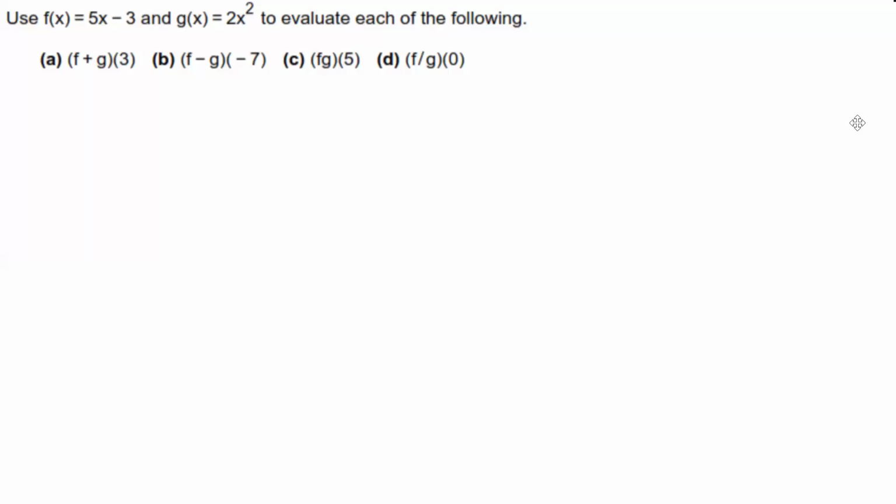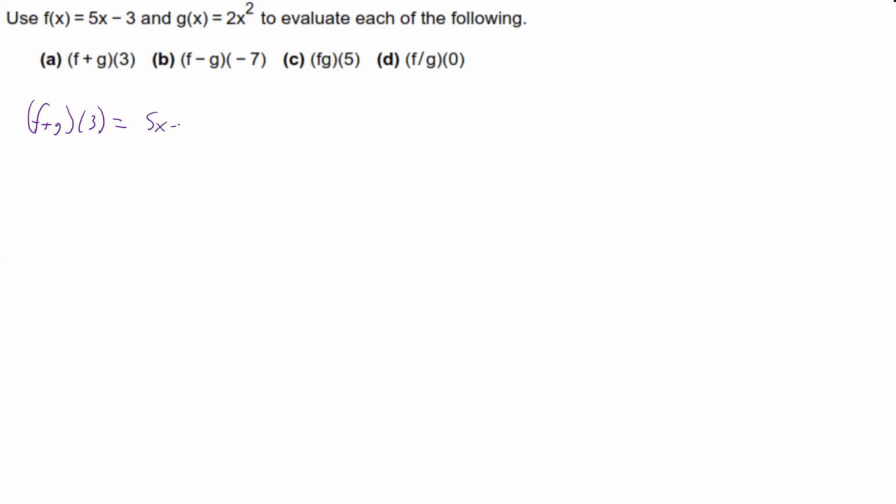All right, so here what we're supposed to do is evaluate different pieces. We're supposed to evaluate f plus g, f minus g, f times g, and f divided by g at certain points. So first, what we have is f plus g of 3. So let's just write down what we have.